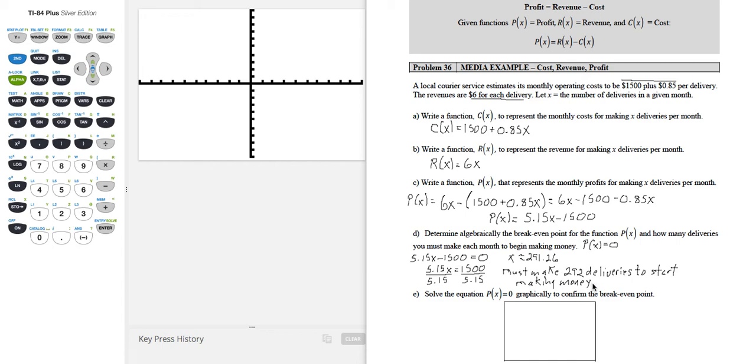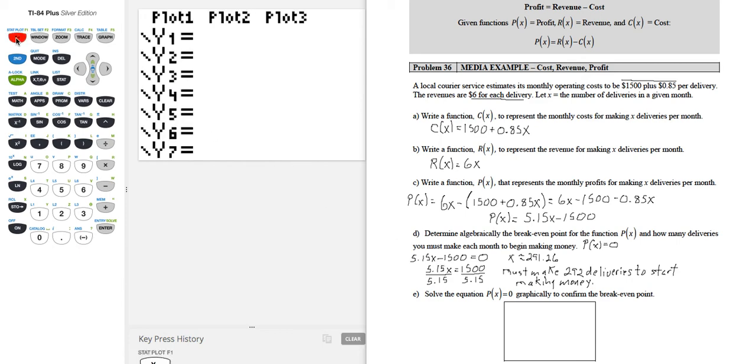Let's confirm this using a graphical method. If you look over here on the graphing calculator, if we go to y equals, first we're going to enter our profit function, 5.15x minus 1,500. Then let's go ahead and enter the 0 function, because we want to see where those intersect. Now, we're going to need to work with our window here.